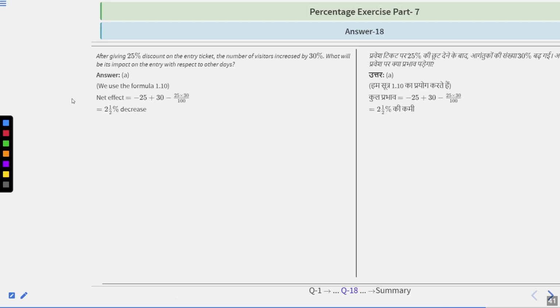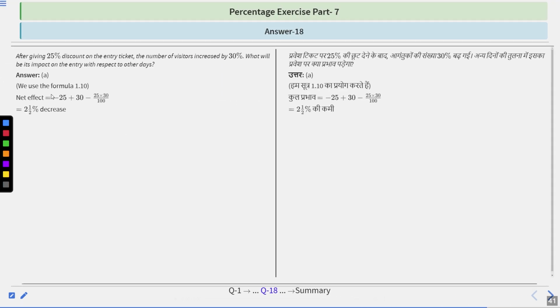Time's up. Let's see the solution. We again use the net effect formula. First, he gave discount 25% and the visitors increased by 30%, minus 25 plus 30 minus 25 multiplied by 30 upon 100, which is 2.5% decrease.